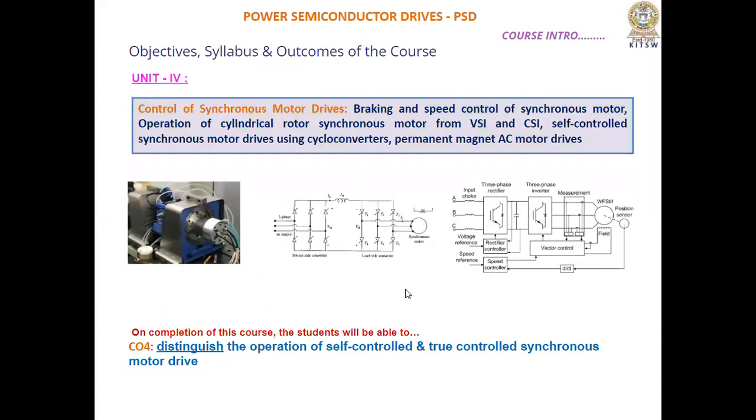Unit 4 deals with the control of synchronous motor drives, its braking and speed control operation by using inverters. We'll also see that cycloconverters can also be employed for the operation of synchronous motor drives.